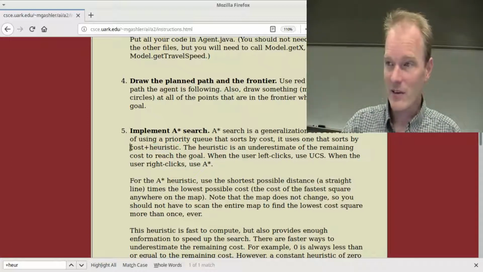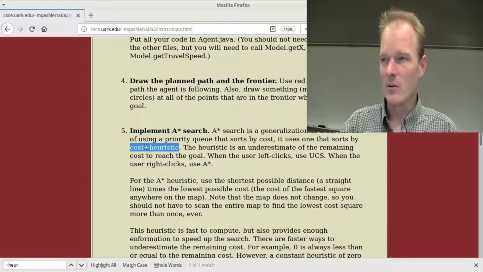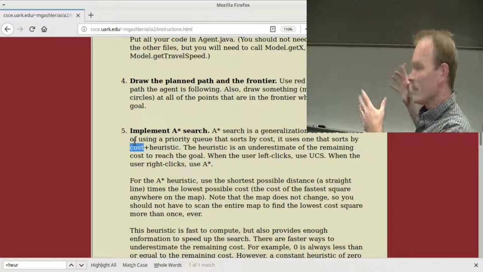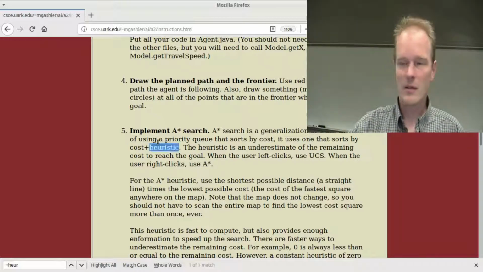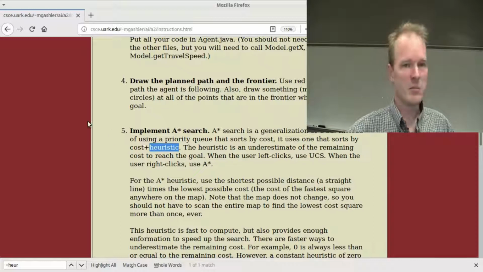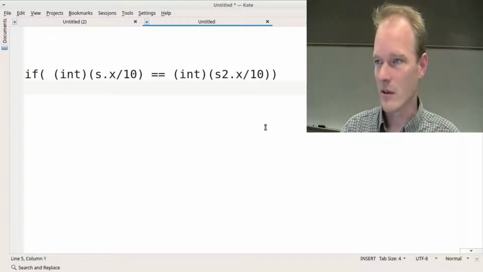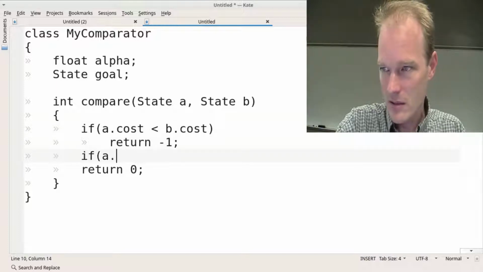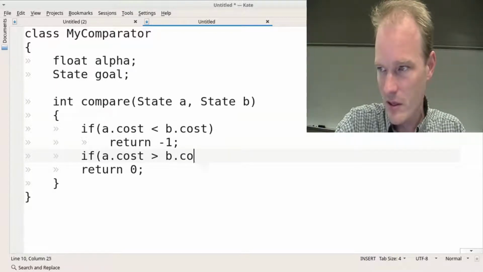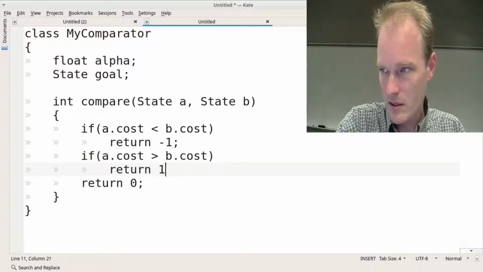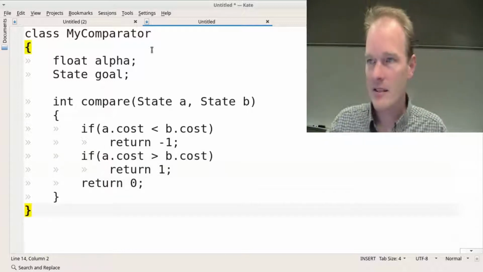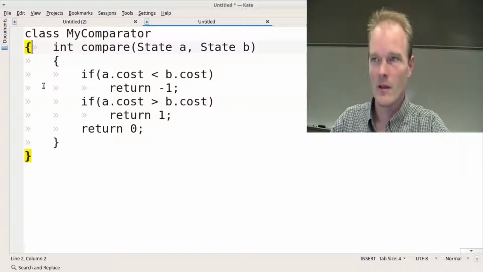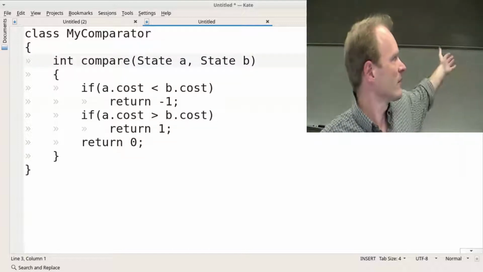My advice as far as this goes is only store the cost in the node. The heuristic, just compute it when you need it. And the place to compute it would be inside of the comparator. I want the lower cost. If a.cost is greater than b.cost, return 1, otherwise return 0. This is an example of a comparator for uniform cost search.